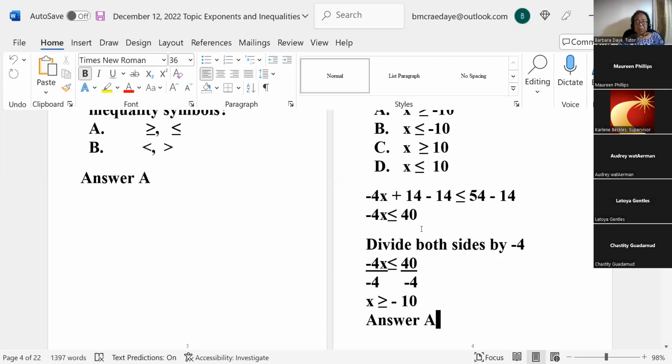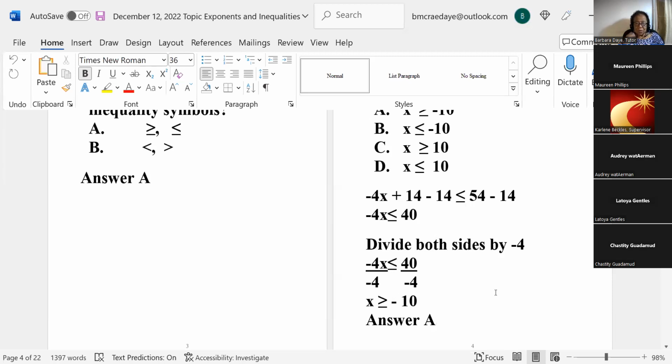So remember that, everyone. Audrey, remember, whenever you divide or multiply by a negative number or a negative variable, whatever, the inequality is reversed. So this should be a greater than or equal, not a less than or equal. You had less than or equal to -10 is correct, but since you divided both sides by a negative, you must reverse the symbol, the inequality symbol. Got it?